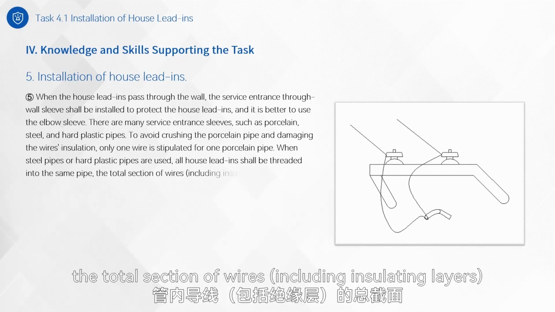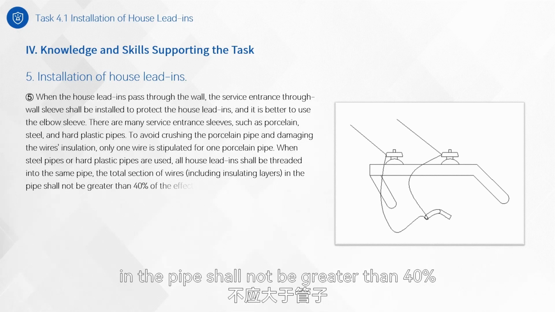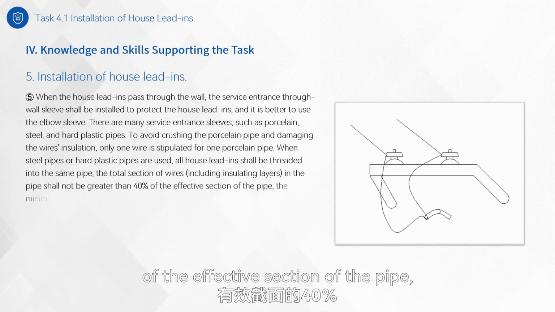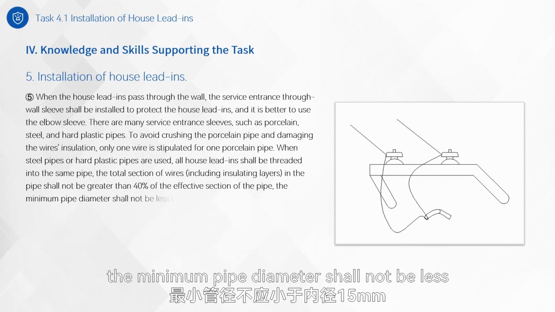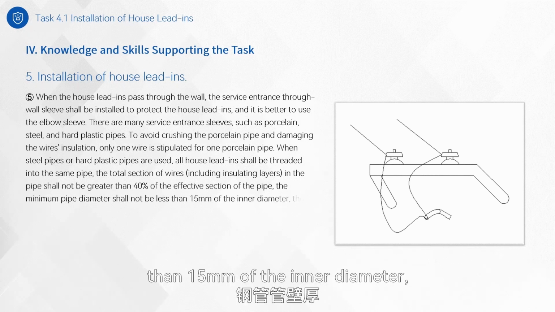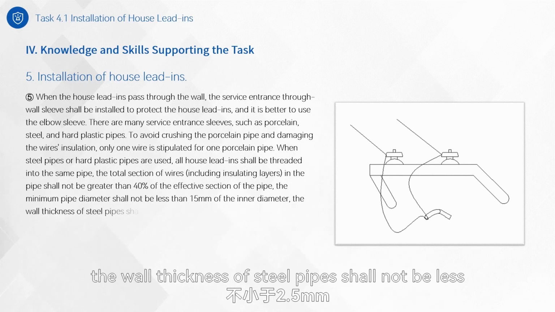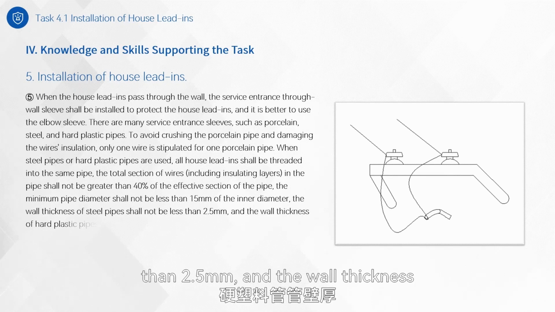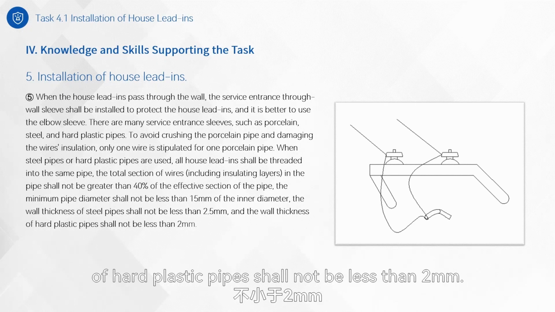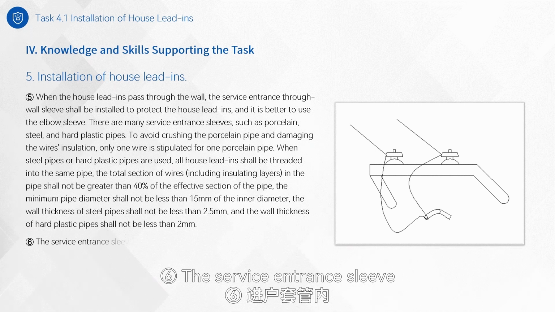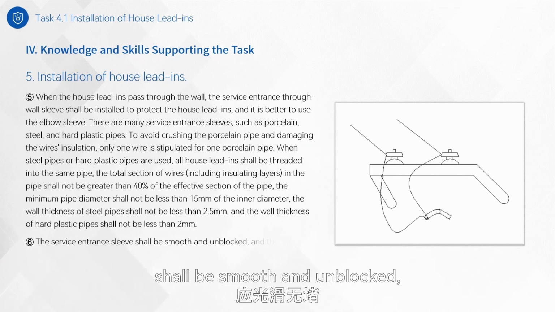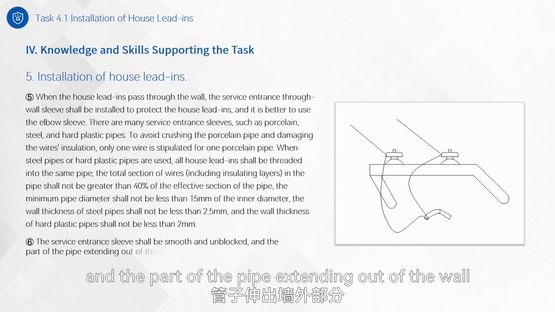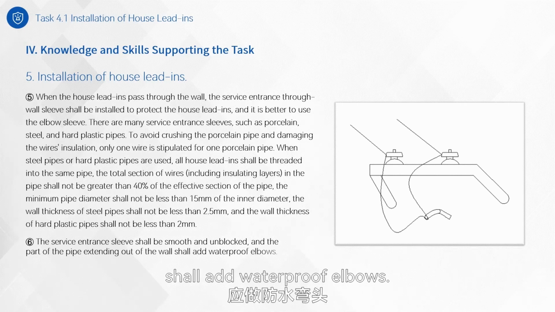The total section of wires, including insulating layers, in the pipe shall not be greater than 40% of the effective section of the pipe. The minimum pipe diameter shall not be less than 15 millimeters of the inner diameter. The wall thickness of steel pipes shall not be less than 2.5 millimeters, and the wall thickness of hard plastic pipes shall not be less than 2 millimeters. 6. The service entrance sleeve shall be smooth and unblocked, and the part of the pipe extending out of the wall shall add waterproof elbows.